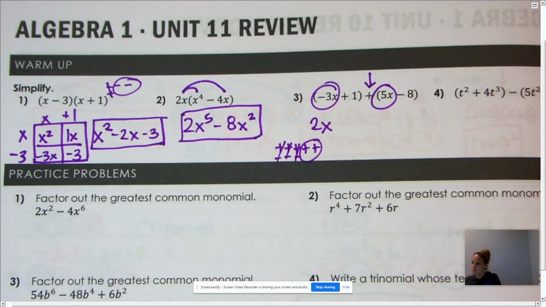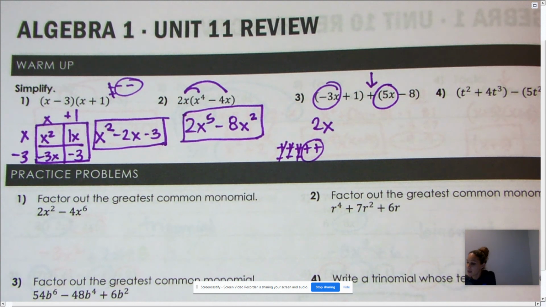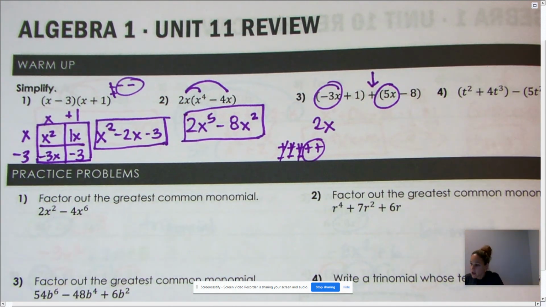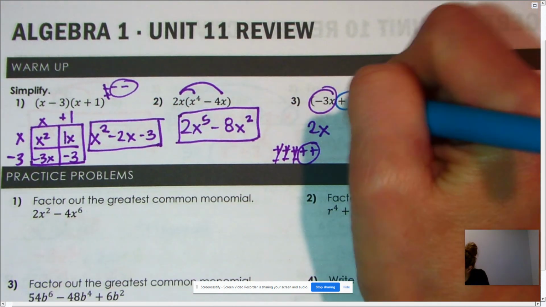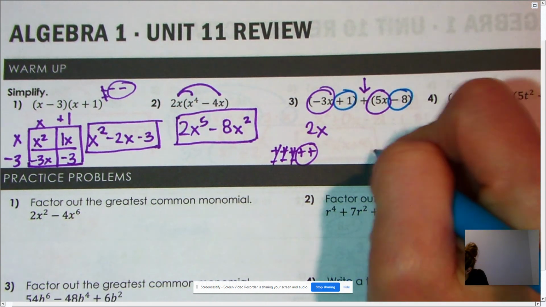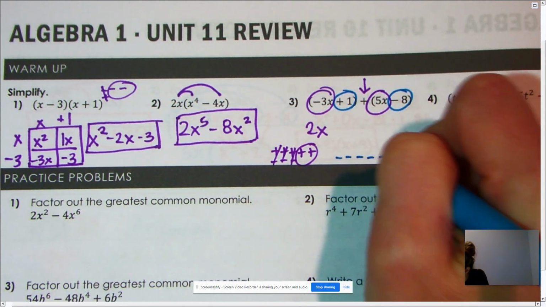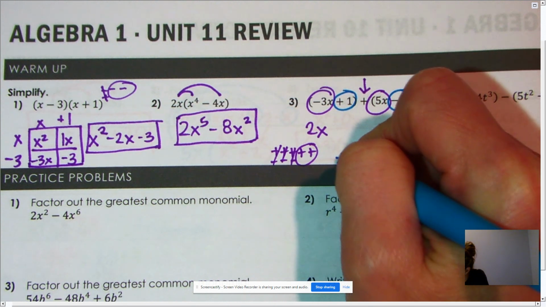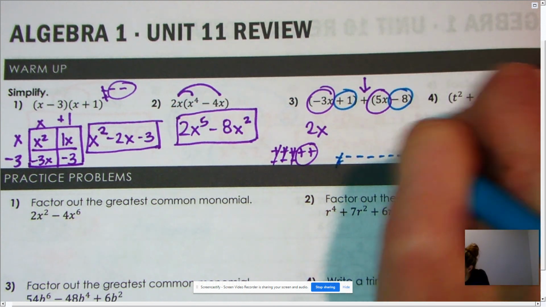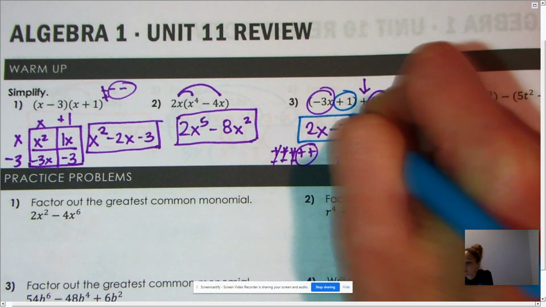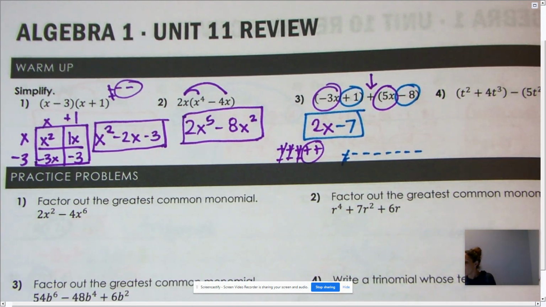And then I'm going to do the same thing with the +1 and the -8. So I have a +1 and a -8. So if I had 8 little negatives, 5, 6, 7, 8, and 1 little positive, 1 would cancel off. I would still have 7 negatives left. So 2x minus 7. So we're going to look at problem number 4.